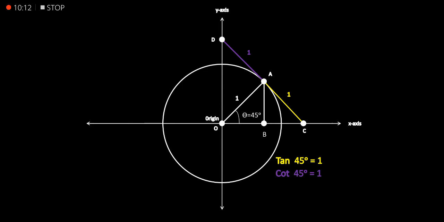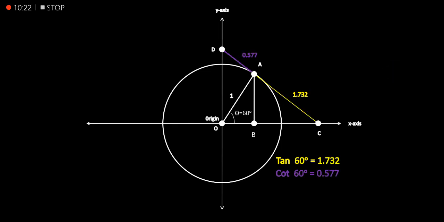The length of purple line is equal to cot of angle. So cot of 45 degree is equal to 1, which is the length of purple line. And in this figure, the length of yellow line is 1.732, which is the representative line of tan of angle. Angle in this figure is equal to 60 degree. So tan of 60 degree is equal to 1.732, which is the length of yellow line.